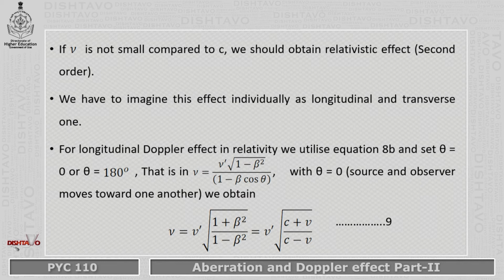For the longitudinal Doppler effect in relativity, we utilize equation 8b and set theta equal to 0 or theta equal to 180 degrees. That is, nu is equal to nu prime into square root of 1 minus beta square, the whole divided by 1 minus beta cos theta. With theta equal to 0, which signifies that the source and observer move toward one another, we obtain nu equal to nu prime into square root of 1 minus beta square divided by 1 minus beta, which is nu prime into square root of c plus v divided by c minus v. This is equation number 9.